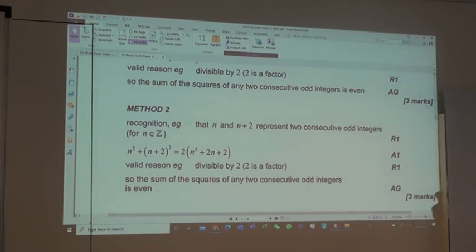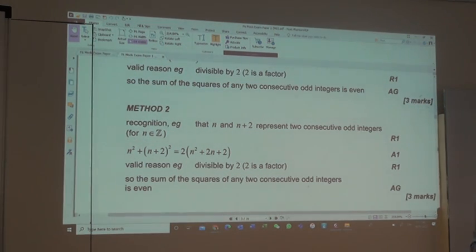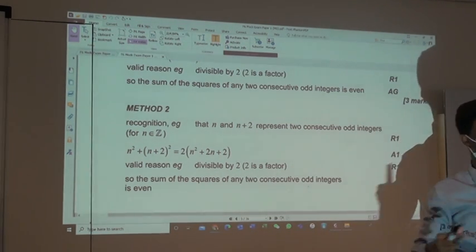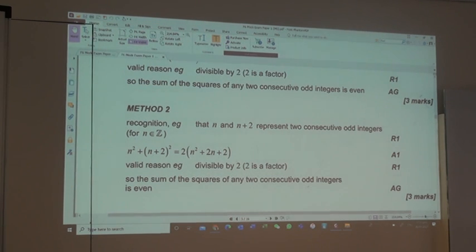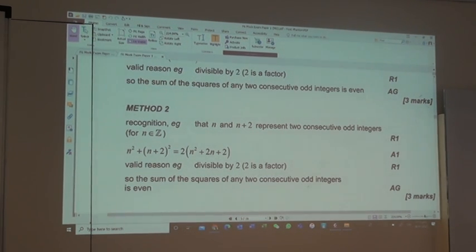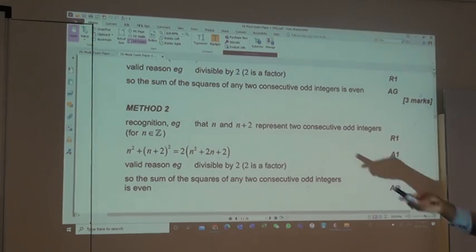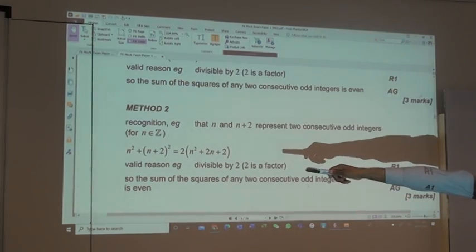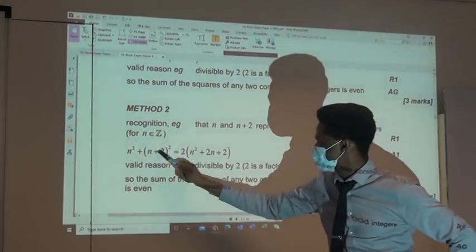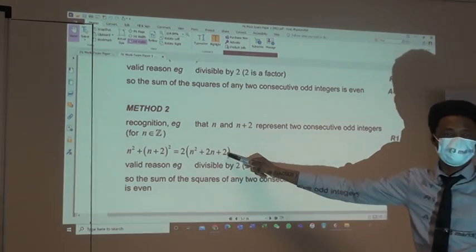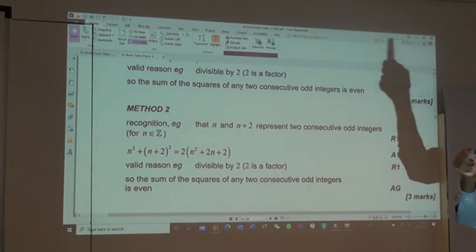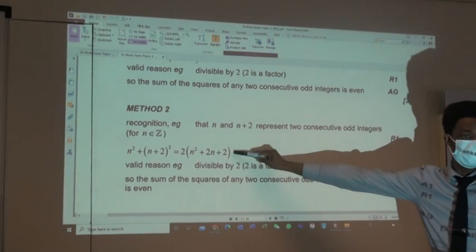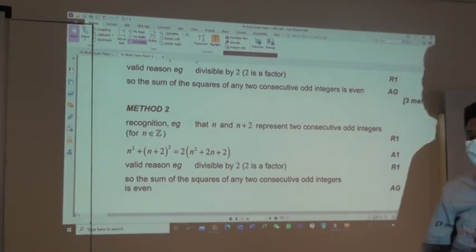So if I want to mark this, I need you to first tell me, let n be an odd number, because n could have been an even number. Am I making sense? Let n be an odd number. Then n plus 2 will be the next consecutive odd number. Then you will get the first one. Understand? Then when you had the sum of their squares, this square plus this square, you don't even need to say then n is of the form 2k plus 1. No. You can just go ahead this way. And you can see that you can factorize your 2 out again.